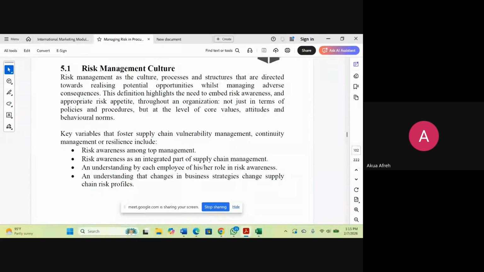So risk management culture basically means how people within the organization think about risk. What is their perception about risk? How do they talk about risk? How do they respond to risk? In fact, how do they prioritize risk? This is what we are talking about. It is not just policies, but it becomes the behavior of the organization. How people behave towards risk in the organization is what we call the risk culture and how these things are being managed.